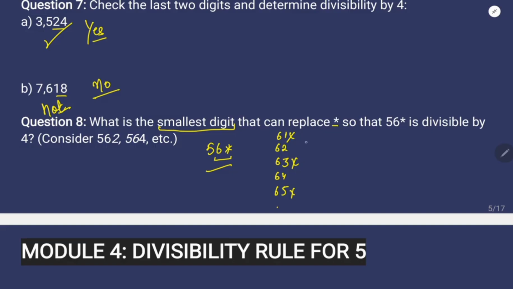Okay. So I will check with what? First I will put 2 here. Is 62 divisible by 4? No. Then I will check 64. Is 64 divisible by 4? Yes. So that means the smallest digit star is equal to 4, that we should replace here so that this number is divisible by 4.